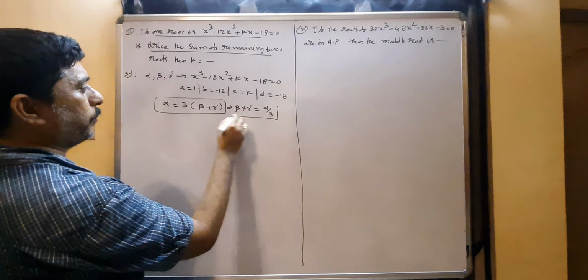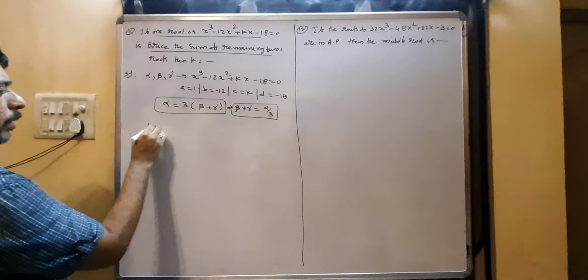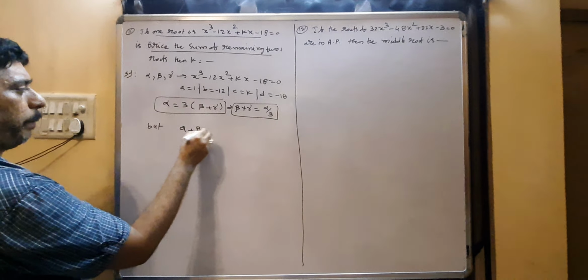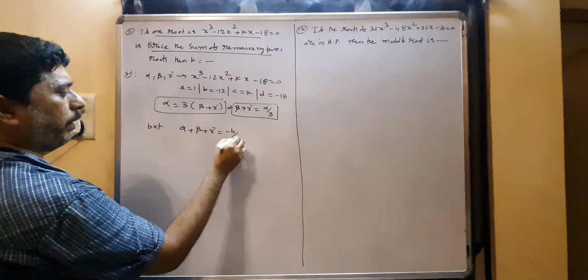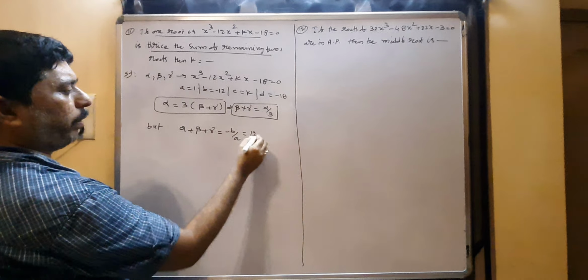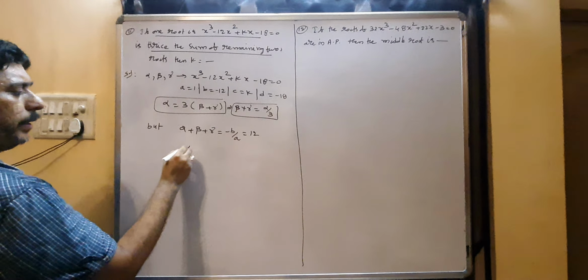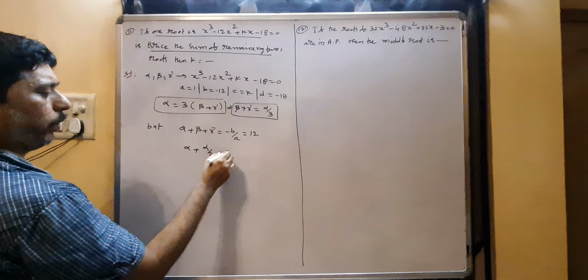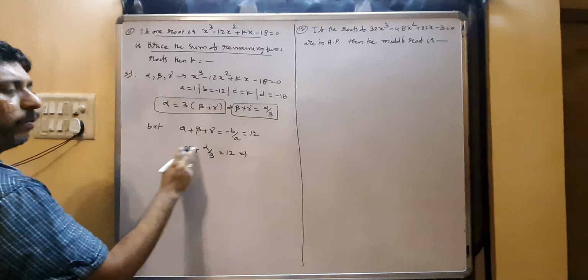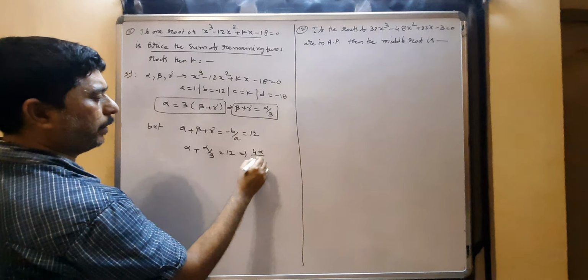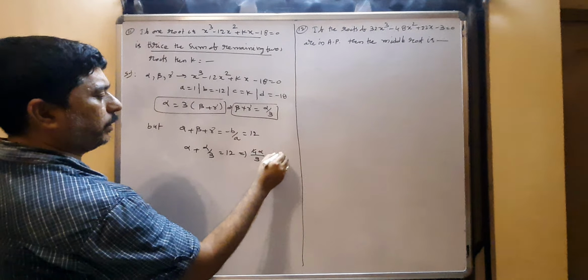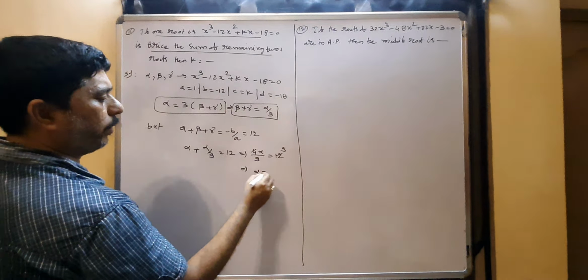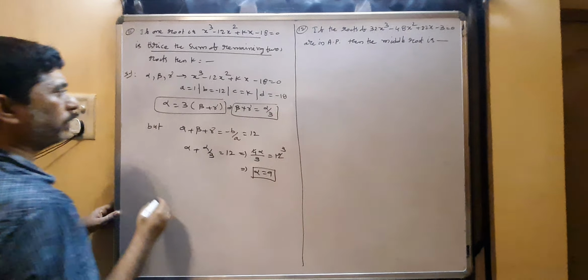From this, beta plus gamma is alpha by 3. But the sum of the three roots alpha plus beta plus gamma is minus b by a, that is minus of minus 12 by 1, which is 12. Beta plus gamma is alpha by 3, so alpha plus alpha by 3 equal to 12. Take the LCM: 3 alpha plus alpha, 4 alpha by 3 equal to 12. 4 threes are 12, that implies alpha equal to 9. This is a root of the equation.